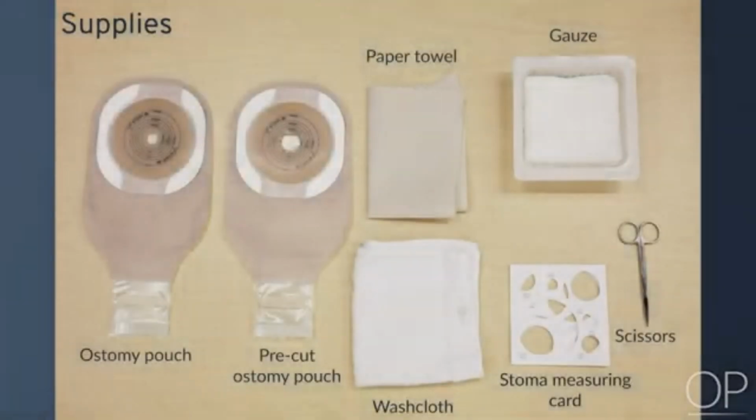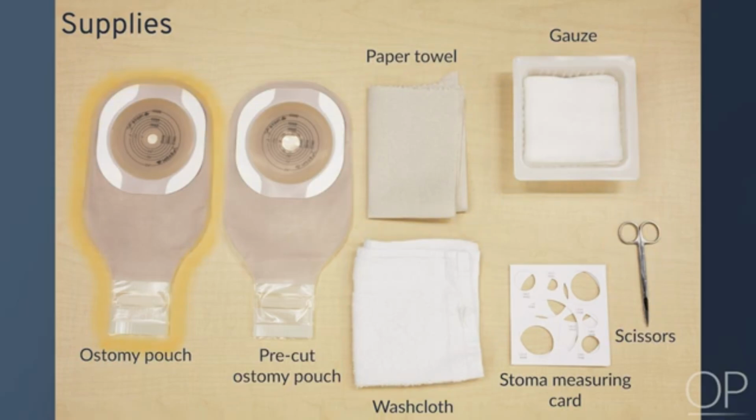To expedite the process and minimize stress while changing an ostomy pouch, it is helpful to have all supplies ready in advance: stoma measuring card, gauze, washcloths, paper towels, scissors, and an ostomy pouch selected for the patient's size.